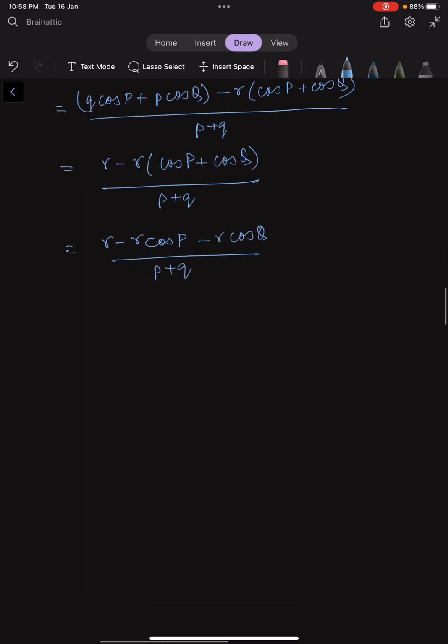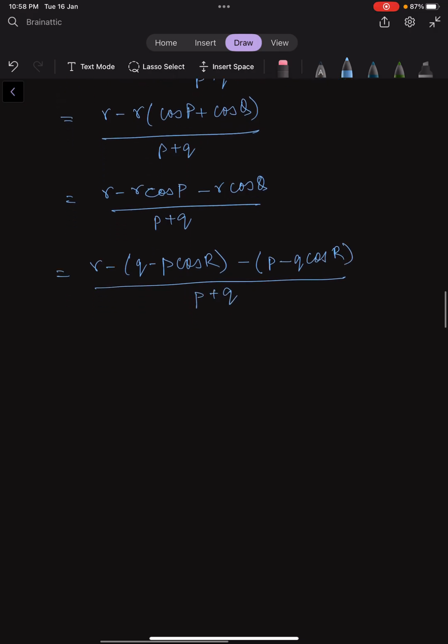So finally r cos P we can rewrite as q minus p cos R. Again, we are using the projection formula over here to replace r cos P with q minus p cos R, and r cos Q with p minus q cos R, whole divided by p plus q. So here you see we are left with r minus p minus q plus p plus q cos R, whole divided by p plus q.